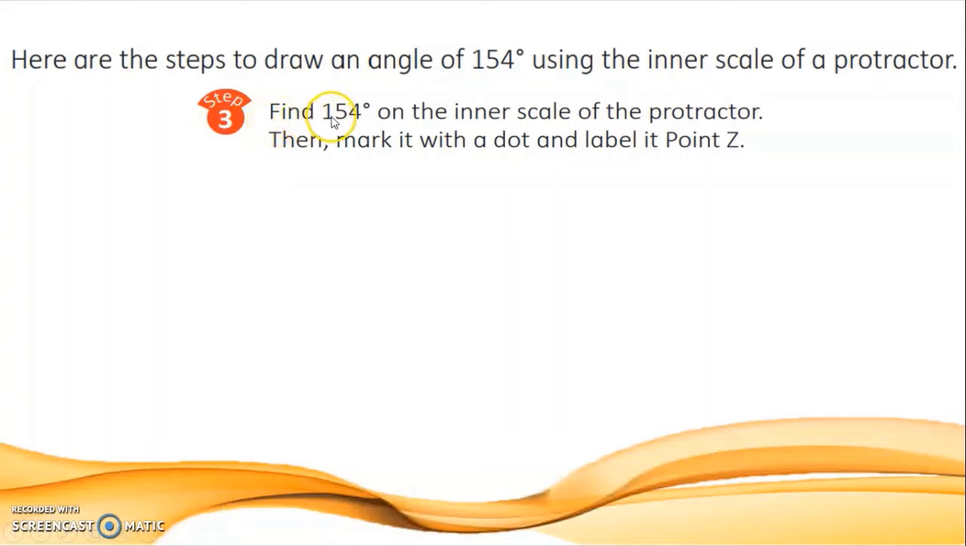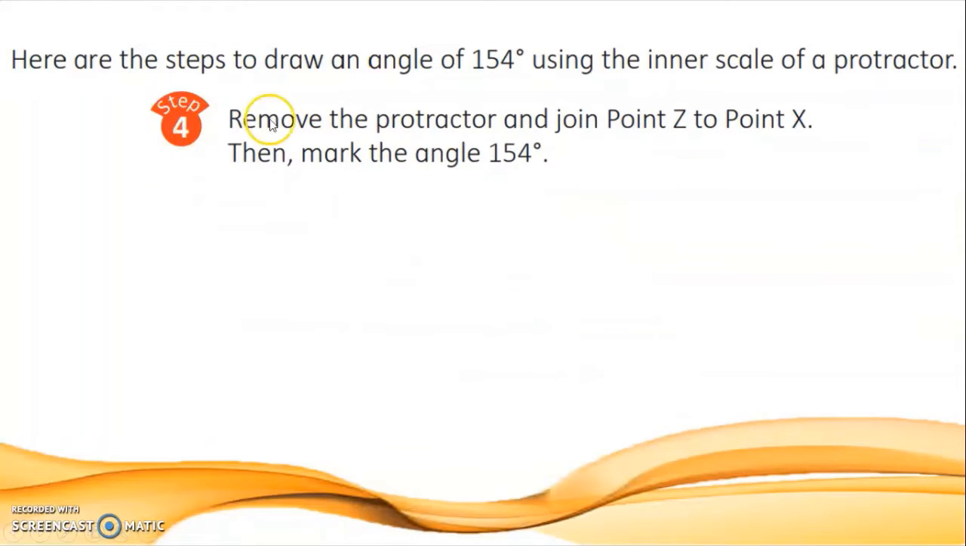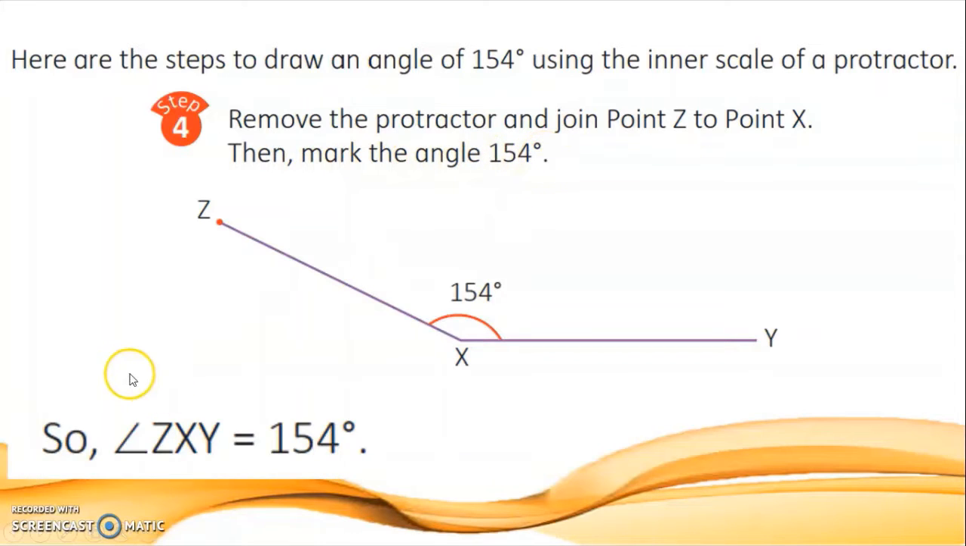Step 3, find 154 on the inner scale of the protractor. Then mark it with a dot and label it point Z. So from 0 until here, this is 154. Step 4, remove the protractor and join point Z to point X. Then mark the angle 154 degrees. So angle ZXY is 154 degrees.